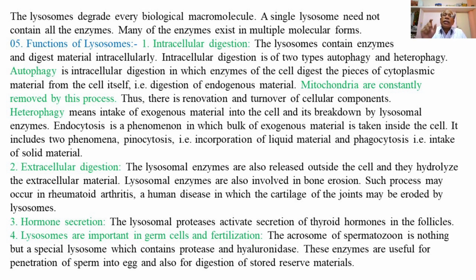So the lysosomal enzymes or the lysosomes are also important in the germ cells, that is sperm and egg, and in their fusion, that is fertilization. While the sperm enters the egg cell, the acrosomal enzymes, protease and hyaluronidase, are useful for dissolving the egg membrane so as to prepare the entry hole or penetration path into the egg during fertilization. So lysosomes are very important in germ cells for the process of fertilization, and for the penetration of the sperm the lysosomal enzymes present in the acrosome are very important.